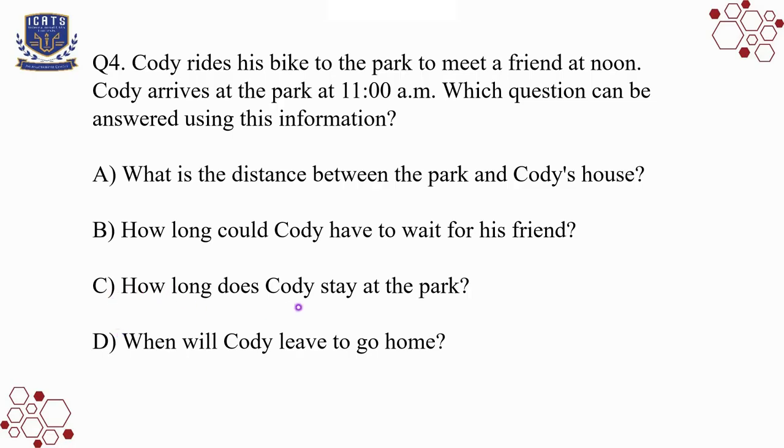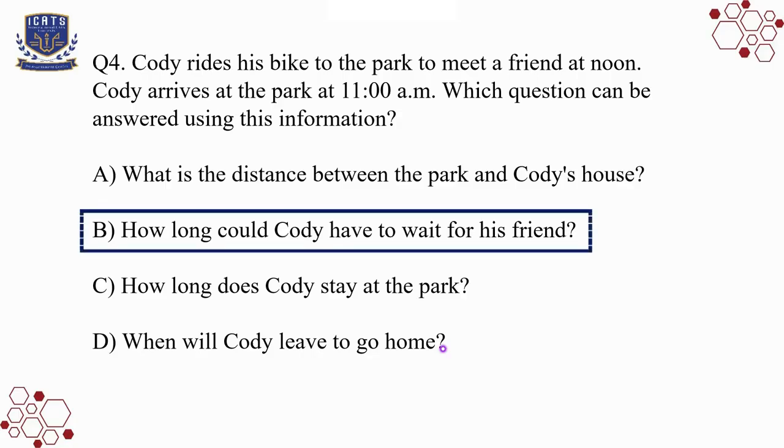Option C is how long does Cody stay at the park? No information is given. And option D is when will Cody leave to go home? So again, no such information is given in the question. So we will select option B here.